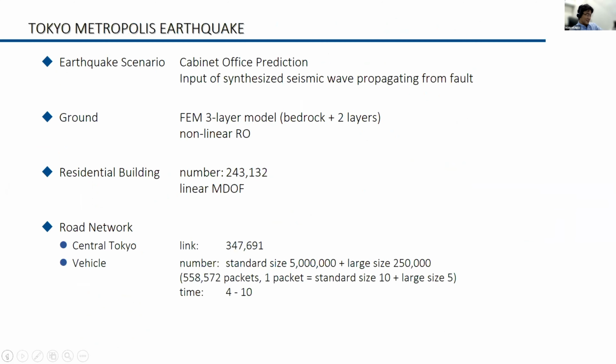And now I have 5 minutes. So we apply this one to the 2 big earthquakes which are expected to hit Japan. The first one is the Tokyo metropolis earthquake. We targeted all Tokyo areas, and we were mainly concerned about traffic simulations after the structural damages. So next, please.